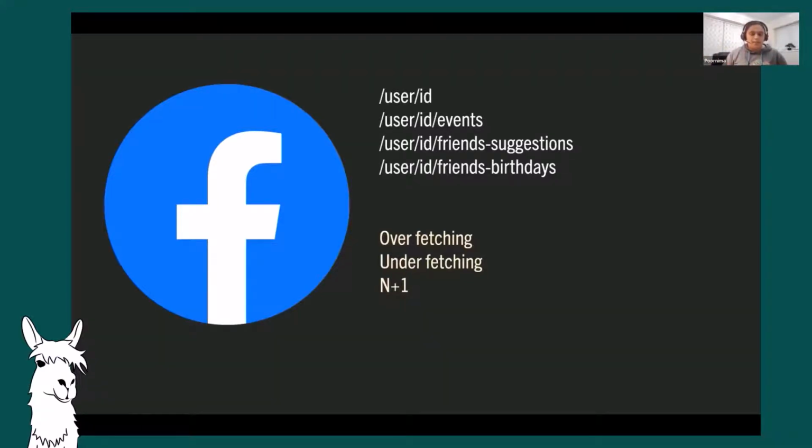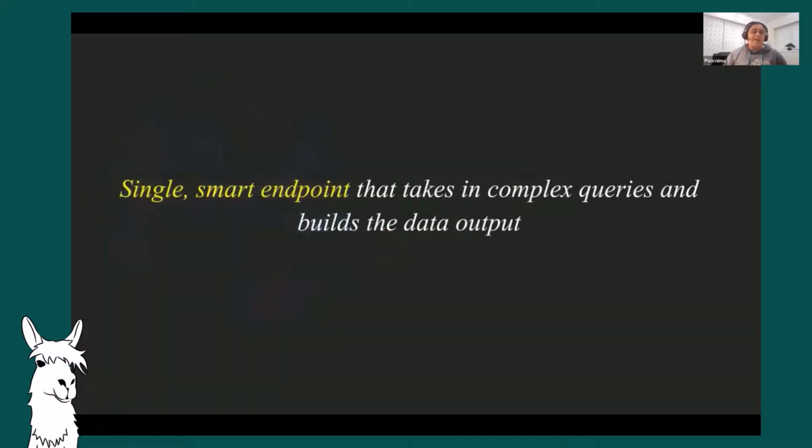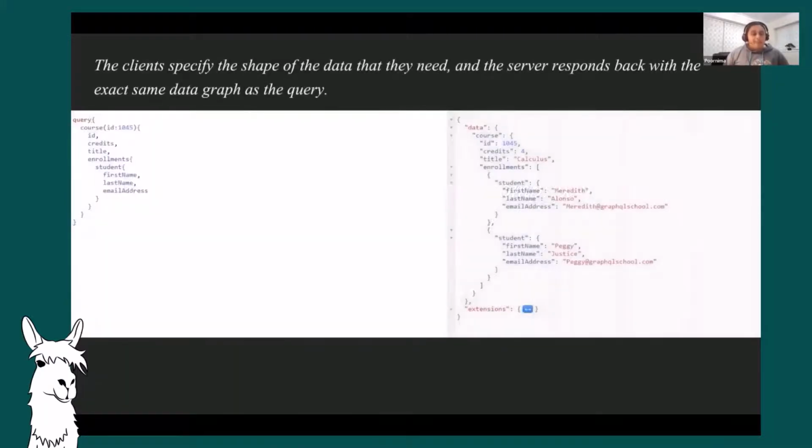So Facebook engineers had a thought over it, and they came up with an answer, which is GraphQL. With GraphQL, we don't have multiple or million REST API endpoints. It is a single but smart endpoint that takes in complex queries and builds the data output for you. And the fun fact is that the response that you get from the API mirrors the query. So clients or consumers specify what they want, and they get exactly what they want, and that's what GraphQL does.